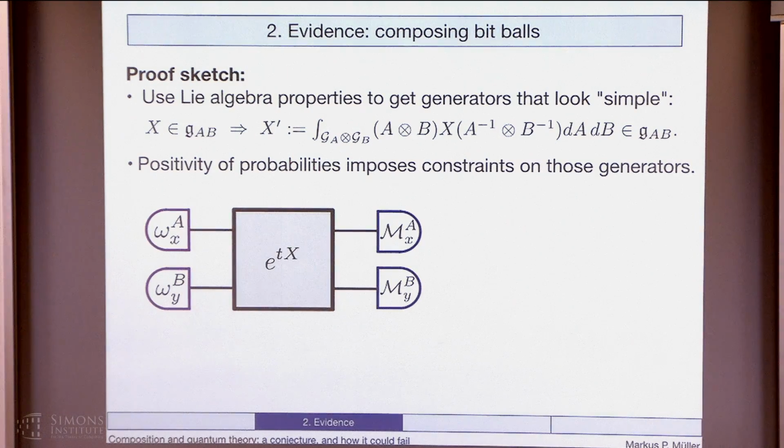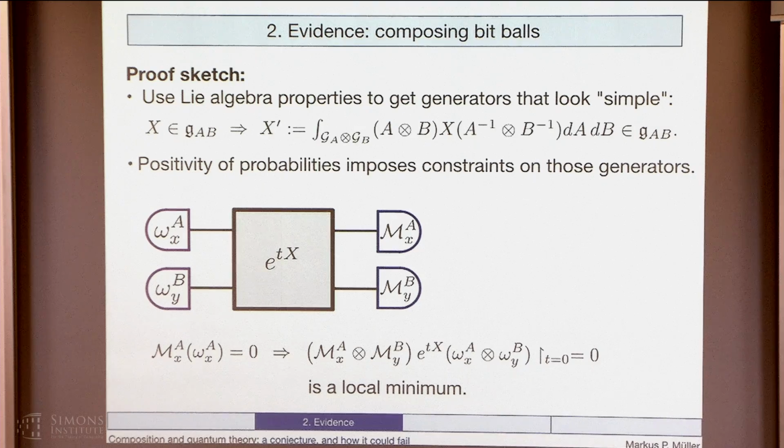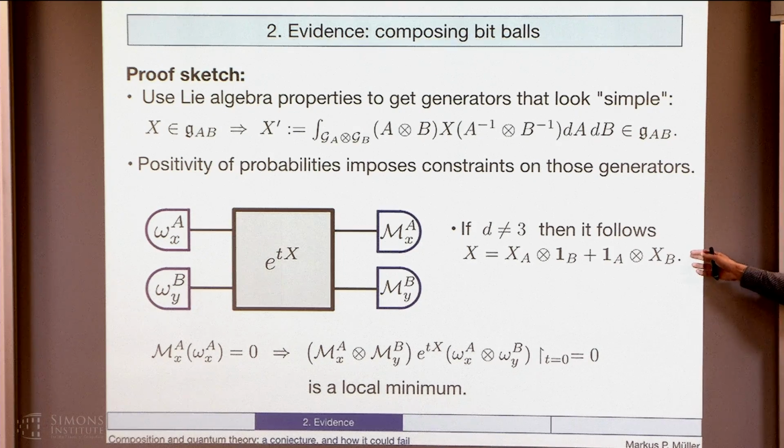And by this, what we do here is we look at a circuit or a transformation. We prepare two local states. Then we let it evolve a little bit according to this generator, and we do local measurements. We do it in a way such that for time 0, when there's nothing happening in between, the probability is 0. And since probability must be positive, we get that this probability must be at a local minimum at 0. And then you can get constraints on all these elements. It shows you that if the dimension is not 3, then all the generators that you have must be non-interacting, like the sum of two Hamiltonians, basically.